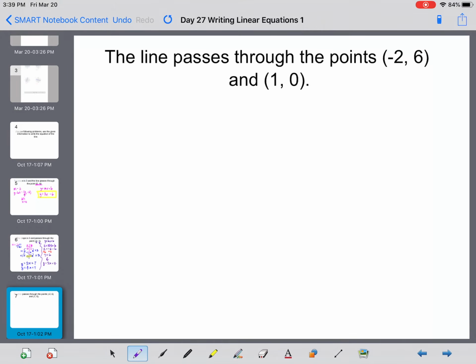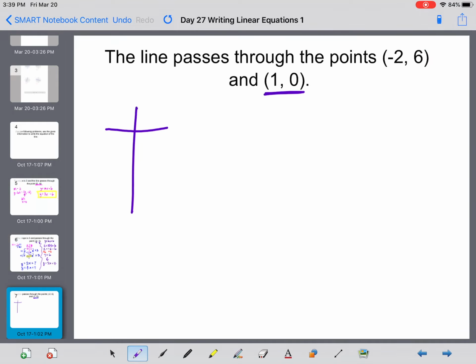So we're going to go through the points -2, 6, and through the point 1, 0. So this doesn't give me a whole lot of information. I don't have a y-intercept. Don't be tempted by this. It's not the y-intercept because x is not 0. And I also don't know my slope here.